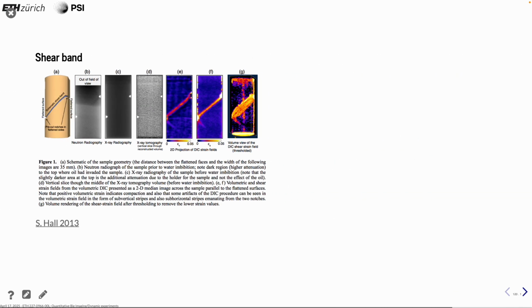And here is an example that was done by my colleague Steve Hall. He had some kind of sandstone, which had some notches mounted, and then he loaded it, and with the help of these methods, he could identify a shear band in the volume caused by this loading, and afterwards he could also identify how the flow was changed due to this shear band. So this is something that was done with the help of digital volume correlation.